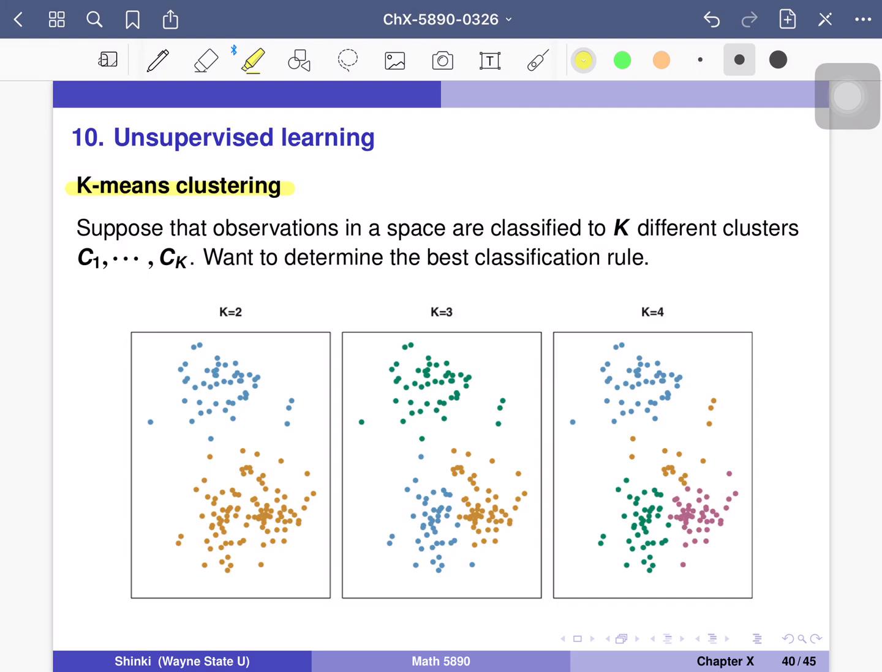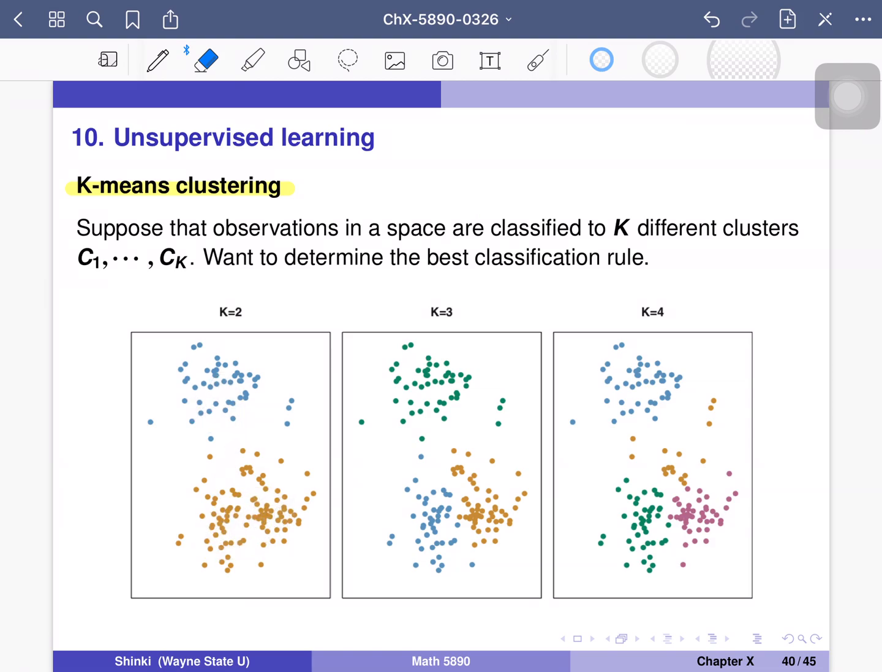So suppose that we have observations in a space and we have K different clusters. And we want to determine the best classification rule. So note that we have observations, but these colors are not identified beforehand. So since we have one cluster around here, another cluster around here, we want to automatically classify these two groups. So we don't have labels, so we don't have these colors.